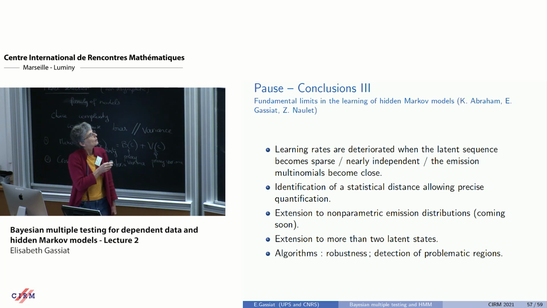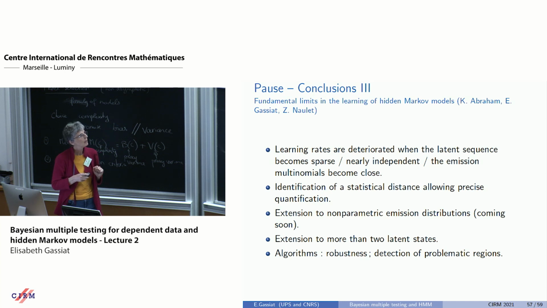So we see how the rates are deteriorated when it becomes sparse, or nearly sparse is delta, nearly independent is epsilon. The emission multinomial becomes close, it's zeta. So the way to do this was to identify the right statistical distance.